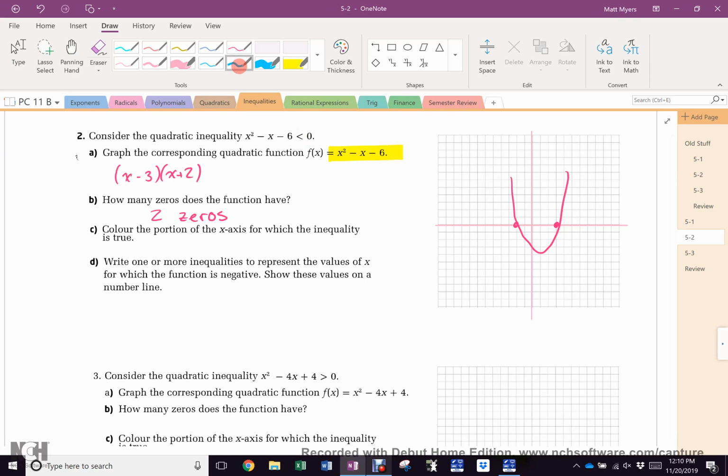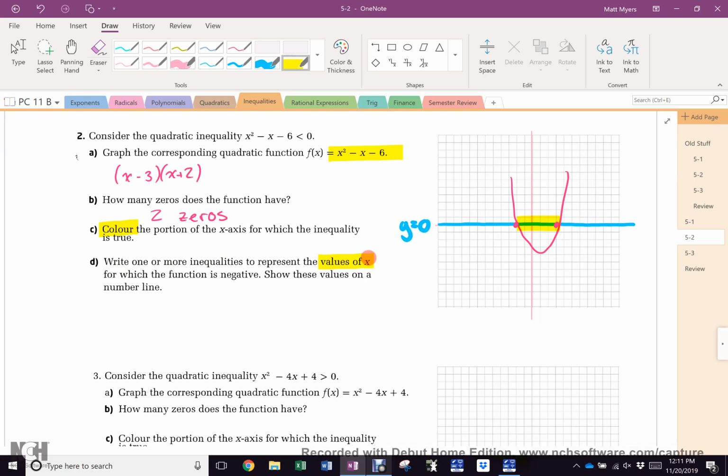What line is 0 for an output? The x-axis. There is my 0, because right there is where y equals 0. Where is my output less than 0? Below the x-axis. Where is that? Inside the parabola. So I'm going to color it with yellow. Now, write some inequalities to show the values of x.